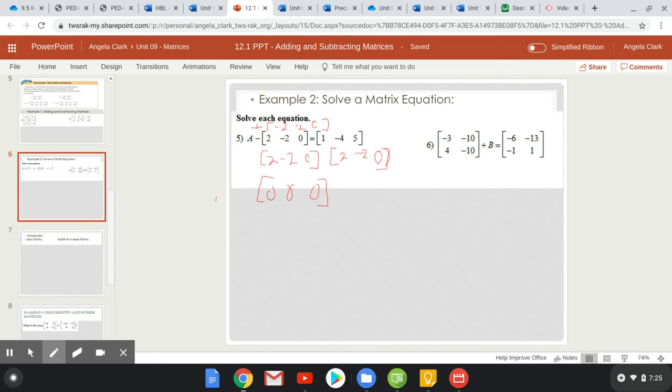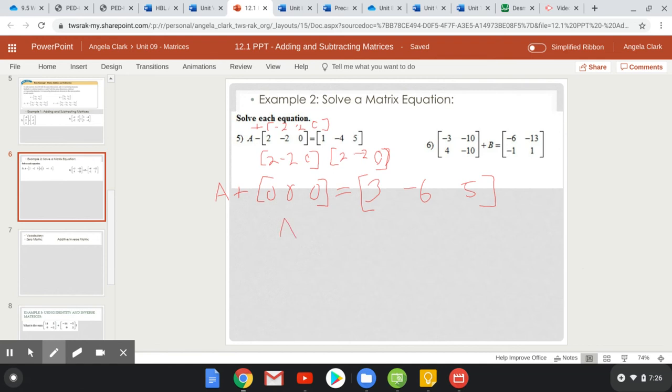So if I have A, essentially now I have A plus the 0 matrix equals, I have to add these together. So I have 1 plus 2 is 3. Negative 4 minus 2 is negative 6. 5 plus 0 is still 5. So I have A plus the 0 matrix equals this new matrix. Remember what I said about additive identities. If I'm adding the 0 matrix to something, then this something is not going to change. It's just like adding 0.